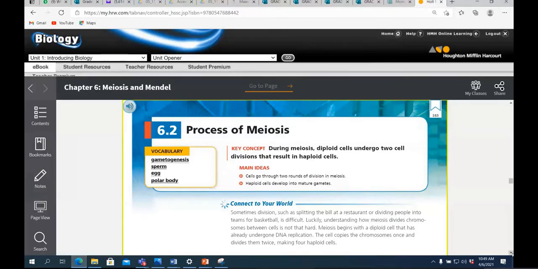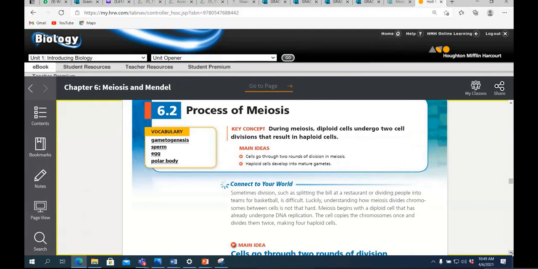Okay, ladies. So the key concept for this topic is, during meiosis, the diploid cells undergo 2 cell divisions that result in the haploid cells. As I introduced you briefly to the process of meiosis, which is quite in contrast to the process of mitosis when we discuss the differences. So during meiosis, what happens?